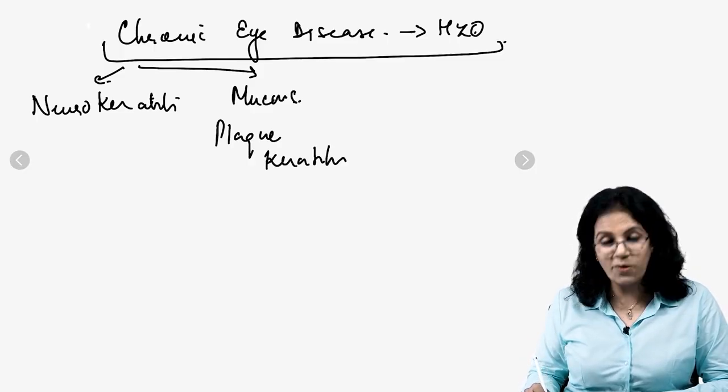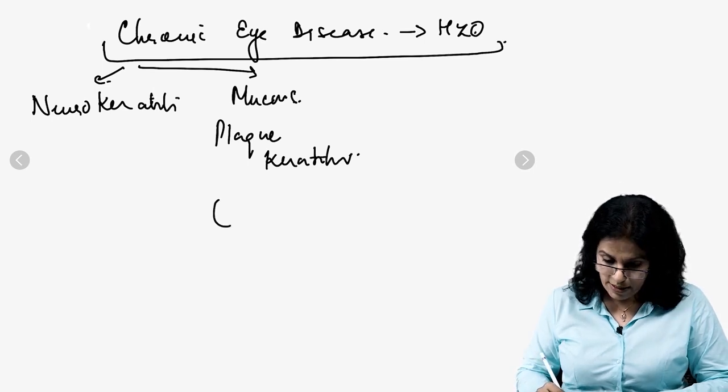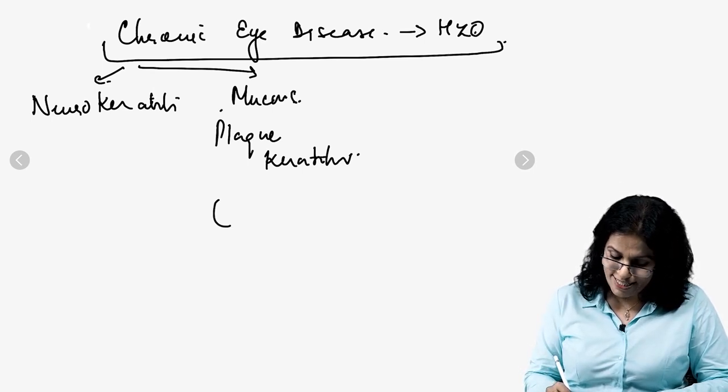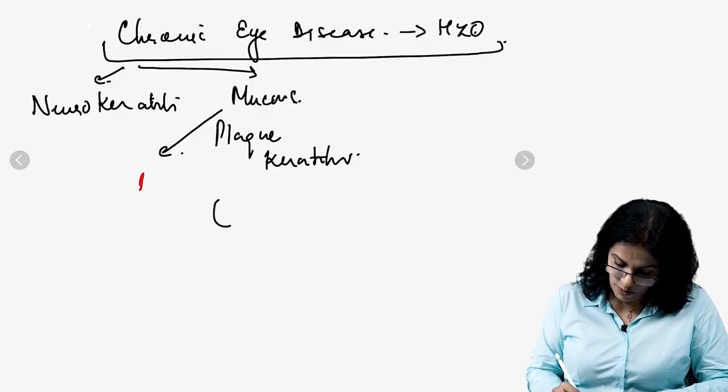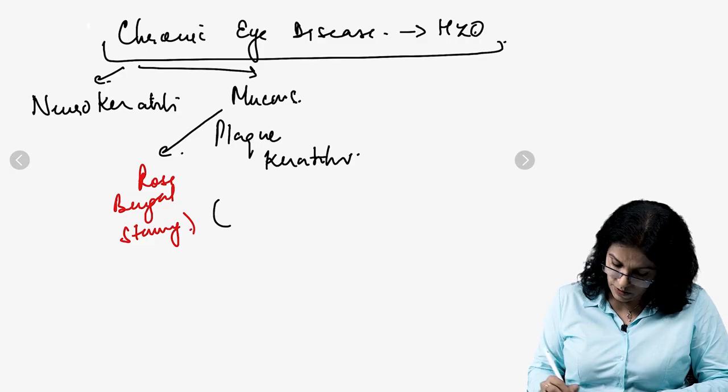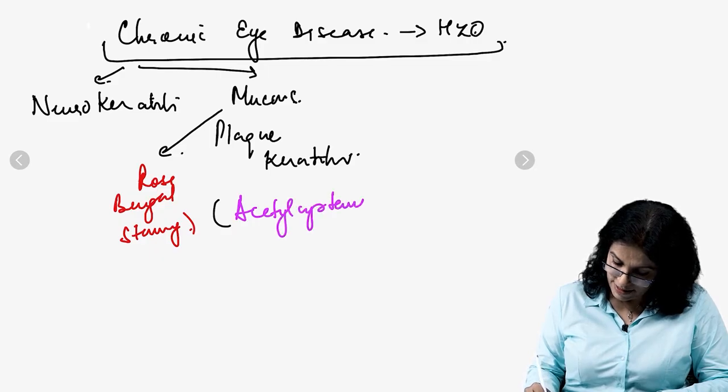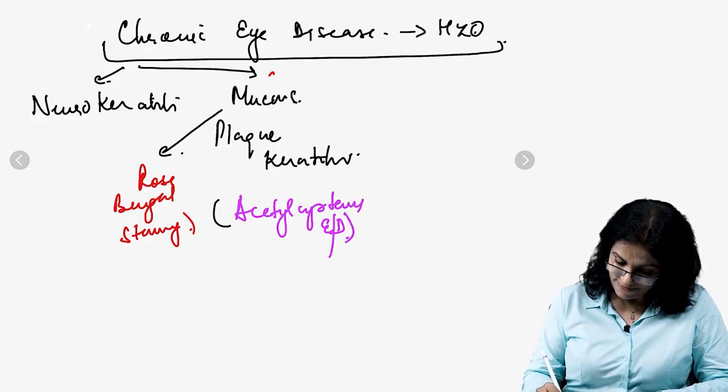How do you dissolve the mucus? I hope you all know we can use acetylcysteine. And how does mucus stain? Mucus stains with rose bengal, right? We will not forget this, rose bengal staining. And how are you going to treat? We have to give acetylcysteine eye drops to dissolve the mucus, right? So, mucus plaque keratitis, make a Q.